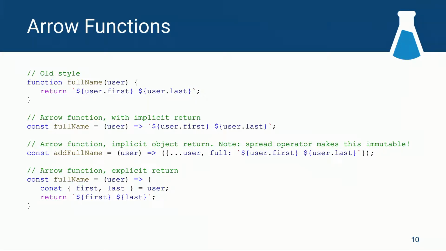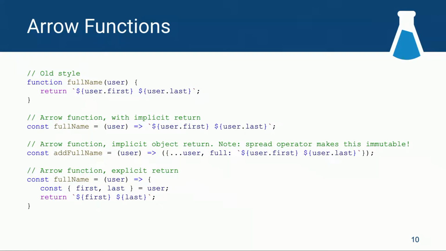Another nifty feature of modern JavaScript is arrow functions. Arrow functions are a great piece of syntactic sugar. They work mostly the same as regular functions. There are a few caveats. I'll get into those. But basically, old style function, you just say function, your function name, and then you have your curly brackets here, and you return something.